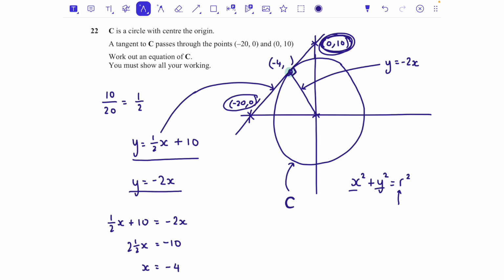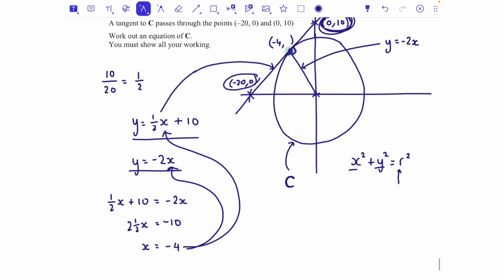And to get the y coordinate, you can either substitute it into this equation, or you can substitute it into this equation. I think that bottom one's going to be easier. So y equals minus 2x. Because that point lies on that line, I can substitute that in. Minus 2 times minus 4 is 8. So therefore y equals 8. And that's that point there.